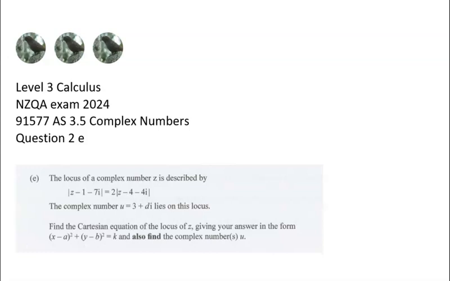Kia ora, here's question 2E from this year's complex numbers paper. So I think this question is quite straightforward. It's just got one funny little thing at the end, which you don't want to get confused by on the way through.